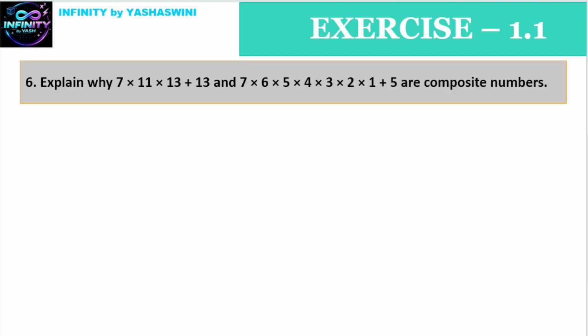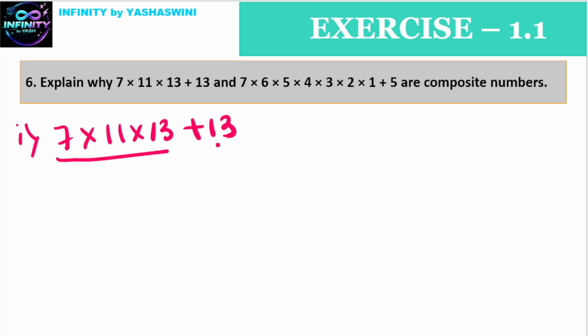Interesting, right? Now we'll move on to one of the most favorite board questions, that is, explain why 7 into 11 into 13 plus 13 and 7 into 6 into 5 into 4 into 3 into 2 into 1 plus 5 are composite numbers. Oh my god, it looks quite difficult, right? Trust me, it is not. Let's solve the first one, that is 7 into 11 into 13 plus 13.